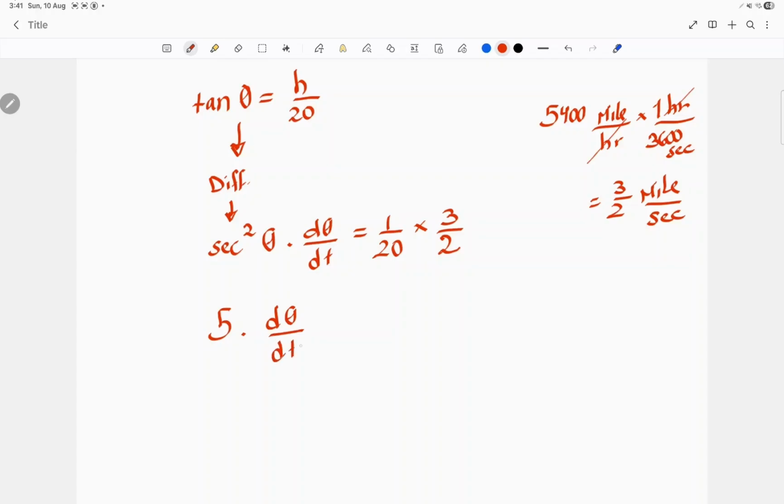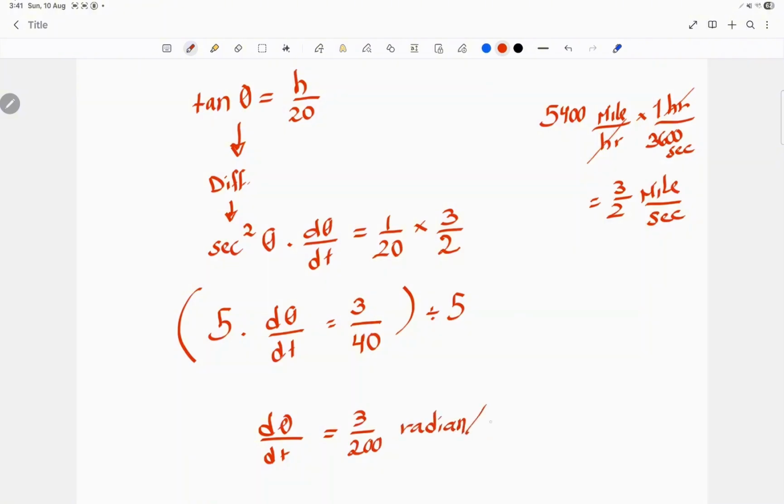Times d theta over dt is equal to, so what do I have? 3 times 1 is 3 and 2 times 20 is 40. How would I remove that 5 on the left side? Yes, divide everything by 5. So we'll get d theta over dt is equal to 3 over 200 radians per second.